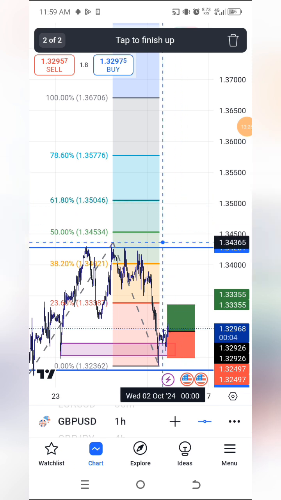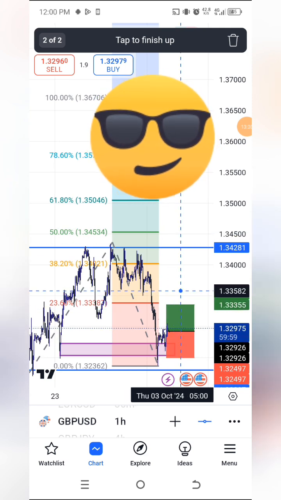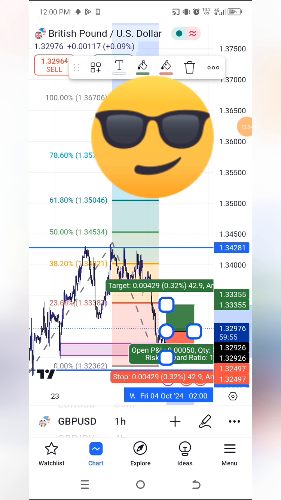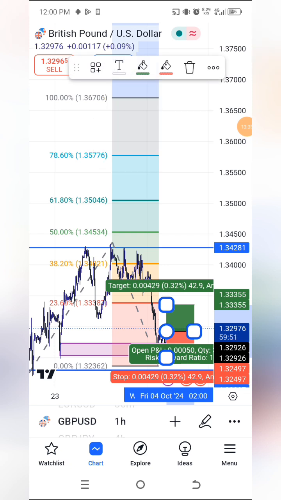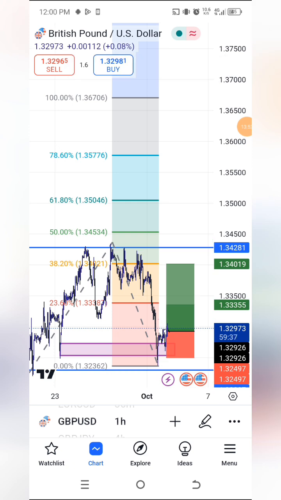So we've used the extension tool to find our target, and we used our fib retracement to find our entry. How cool is that? But remember, you're going to incorporate this with a lot of things, the supports and resistance. You're going to incorporate it with the trend lines. So you don't use just one thing, you incorporate a lot of things to come up with an entry or exit. So I could choose that to be my TP.